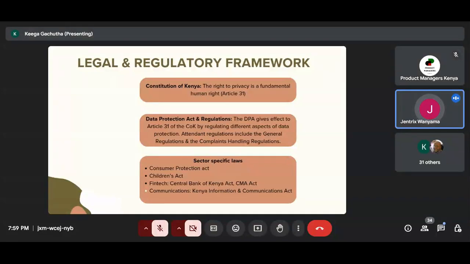We have the GDPR, and other such data laws. What is important here is for you to know, I would say, around 3 things.